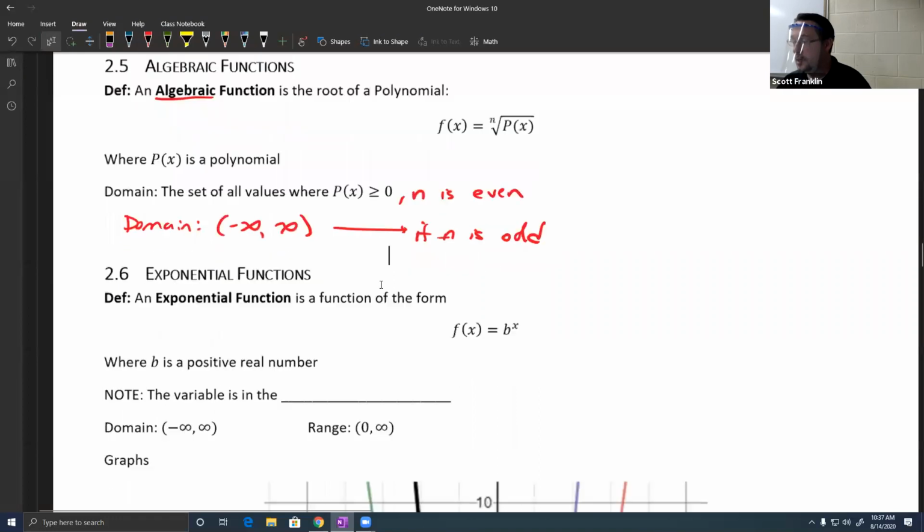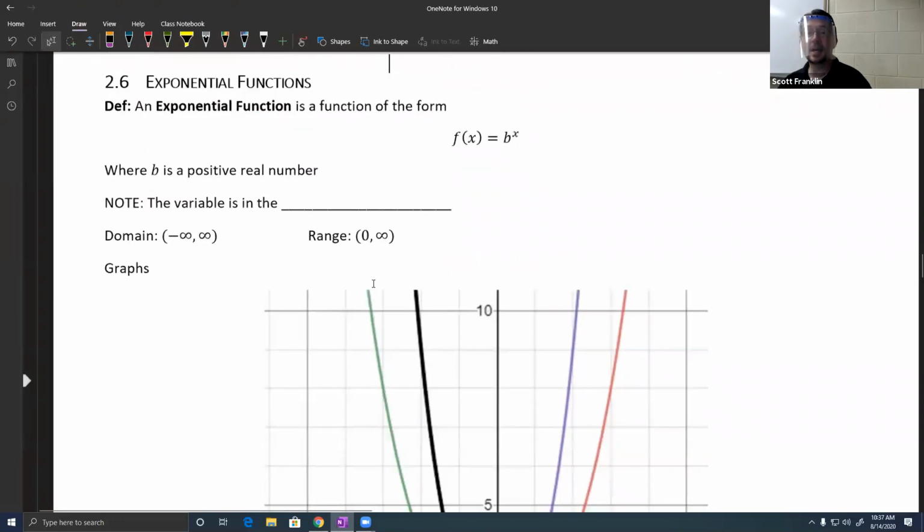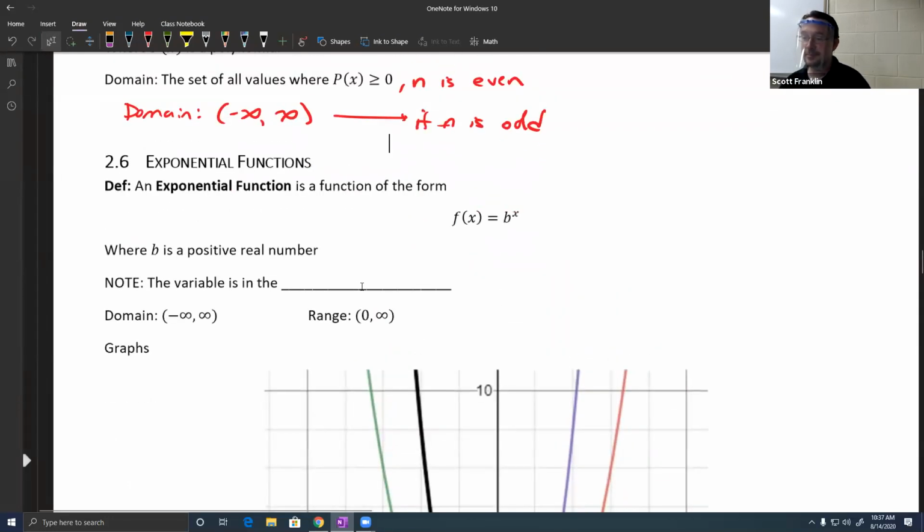Okay, the next parent, exponential functions. Okay, it's b to the x, where b is just some number. So we're talking like 2 to the x, 3 to the x, 4 to the x, maybe 1/2 to the x, 1/3 to the x, 1/4 to the x. Those are all examples of exponential functions.